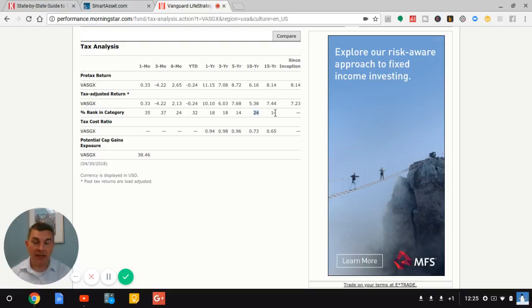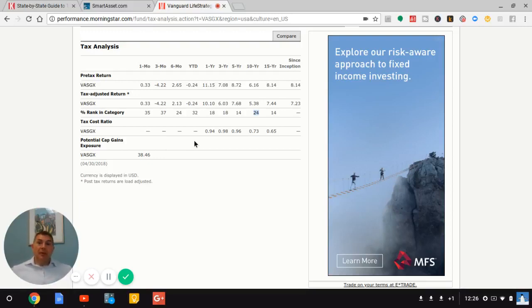Now, before tax, again, if it's an IRA, we're talking a different story. But if you received a 1099, that means it's not an IRA, which means you are going to need to understand the tax ramifications. And if you look, 1 year, 3 year, 5 year, 10 year, 15 years, your tax cost, your percent ranking in category for tax adjusted returns.